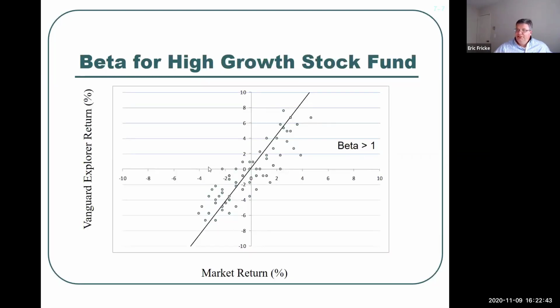This chart shows the same thing we did a couple of slides ago where we got beta, but this shows it for a portfolio of growth stocks. This is the Vanguard Explorer Fund, a fund that basically just invests in growth stocks. You notice here that beta is greater than 1, because we have a greater than 45 degree slope. It's very steep, so the slope is very high, and that's what we see with growth stocks.